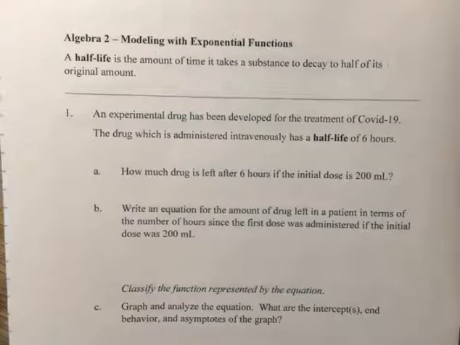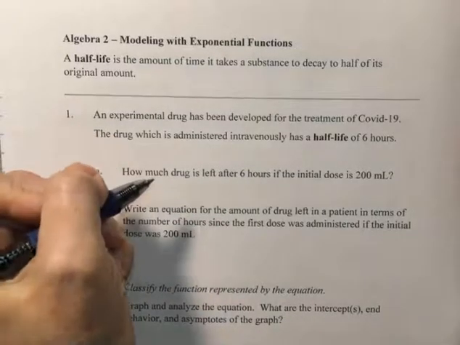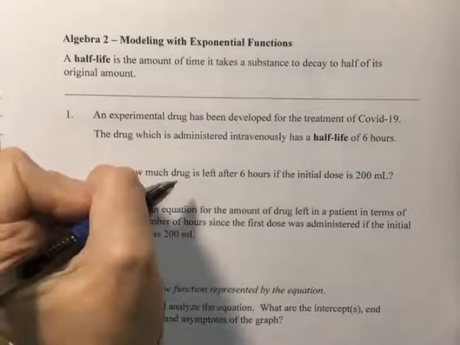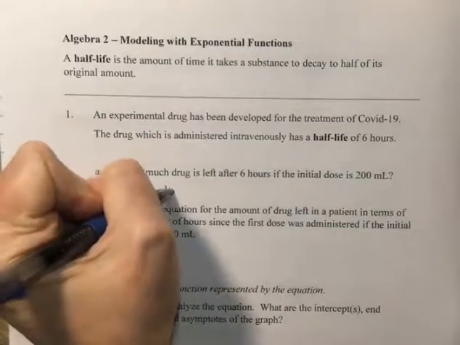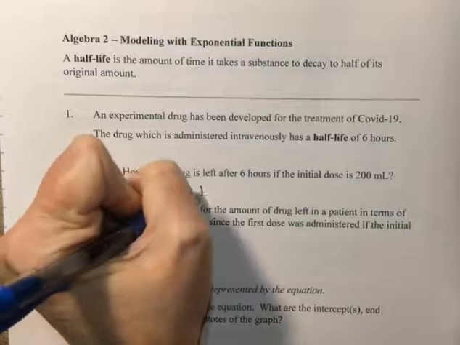So what this means is, from whatever amount of drug you start with, or you administer, in 6 hours half of that amount will remain. So let's take a look at question A. It says, how much drug is left after 6 hours if the initial dose is 200 milliliters? Well, just like the name implies, half-life means half of that amount will remain after 6 hours. So we're going to put 100 milliliters for this answer.